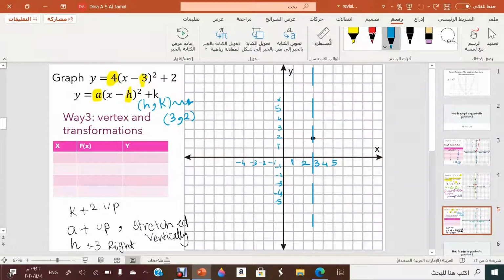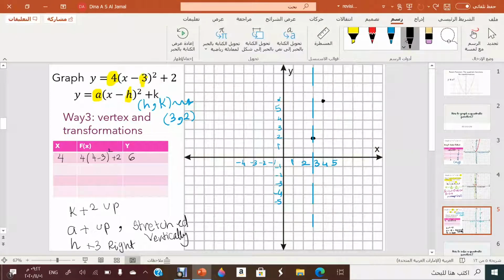And you can choose any point to the right from the 3. So let's choose 4, for example. So let's have 4 multiplied by 4 minus 3 all squared plus 2. So if you did it, it will be 1 squared multiplied by 4. So it is 4. 4 plus 2, it is 6. So you will be having 4 and 6. So let's go up. It will be 4 and 6.